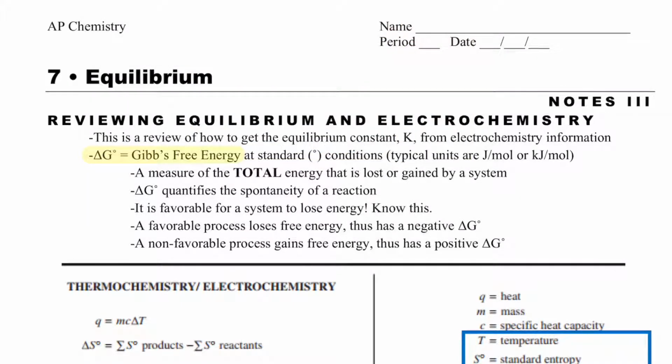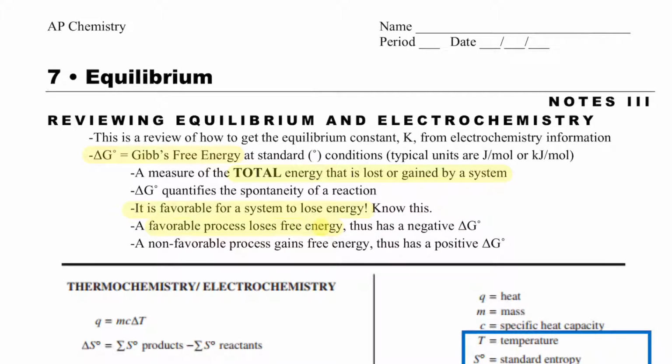And this is the total energy of a system that is gained or lost. So if it's negative, you lose energy, and if it's positive, energy has been gained. And what is important to understand is that it is very favorable to lose energy. Okay, it's kind of like money. It's not difficult to spend money or to lose money, but it is difficult to gain money. Okay, so a favorable process loses energy.